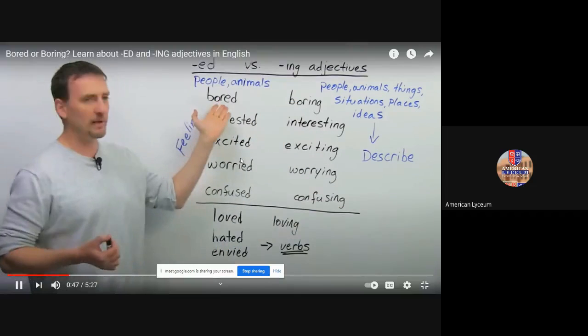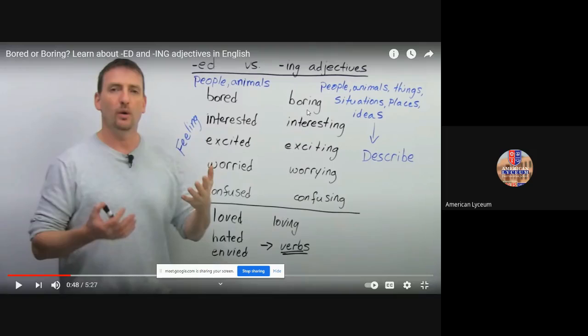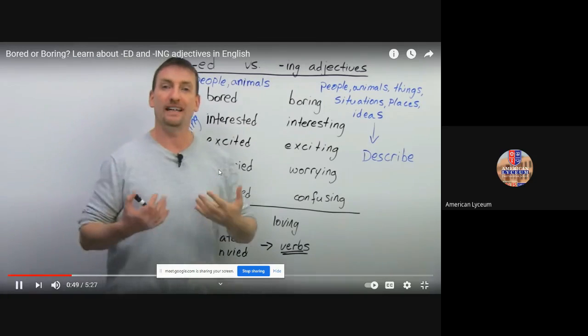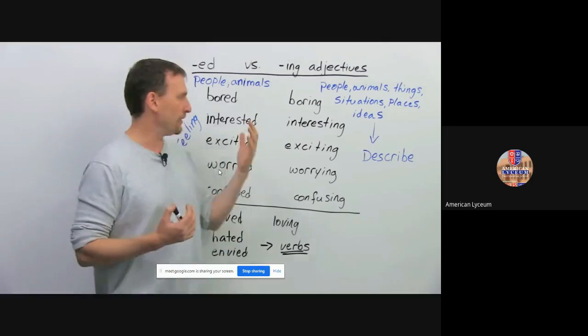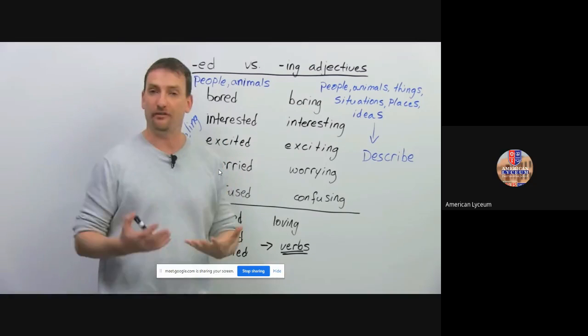Okay, so we are talking about the words bored and boring. What is the difference between bored and boring? Bored means someone is really bored, and boring means something is boring. For example, if we are taking a class, we will say this class is really boring. But if we say, I am really bored right now, this is describing a feeling. When we talk about interested, we're describing a feeling.